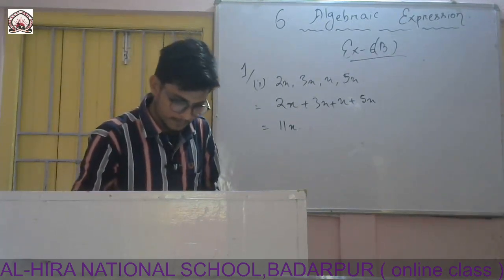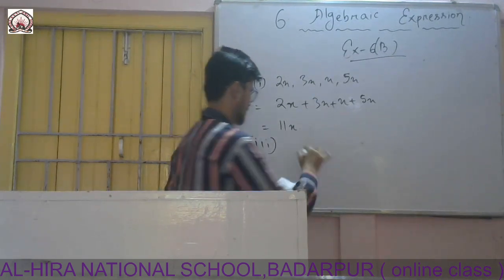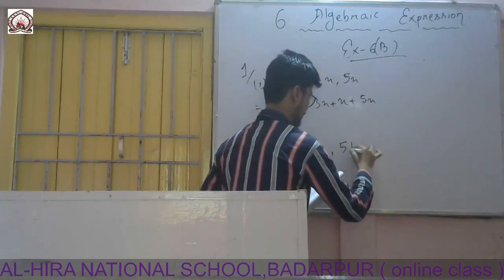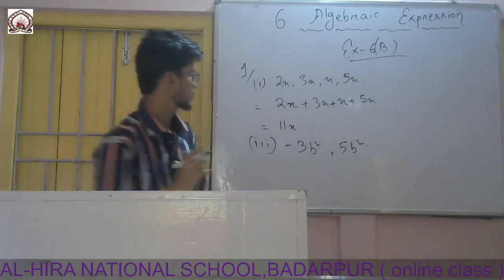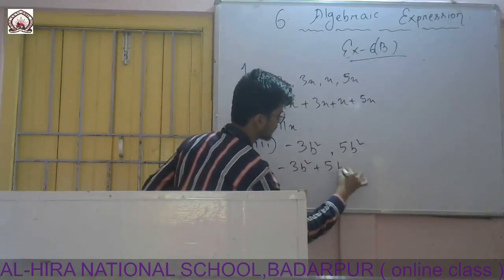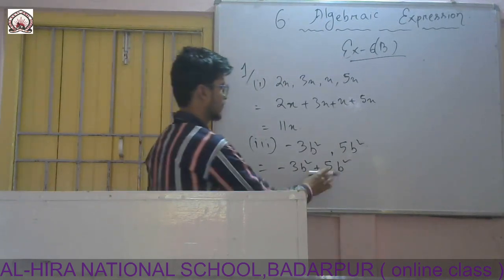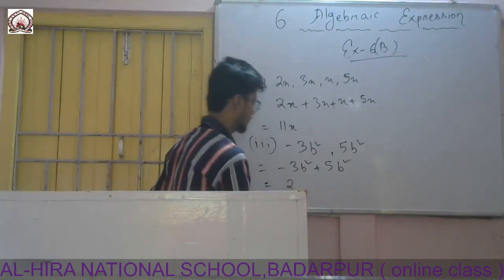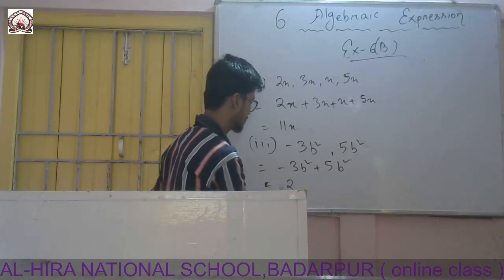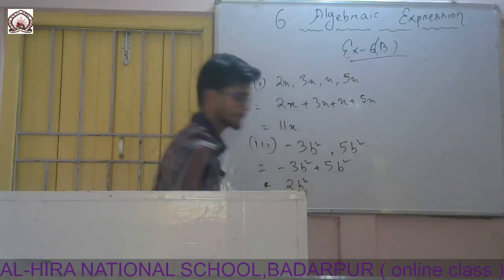Then Roman 3, minus 3b square and 5b square. So I have to add these two. Minus 3b square plus 5b square. So minus plus, you know, it is minus. 5 minus 3 is 2. And from both 5 and 3, which one is greater? 5. 5 is the positive sign, so no need of giving a sign, and the variable will be b square.